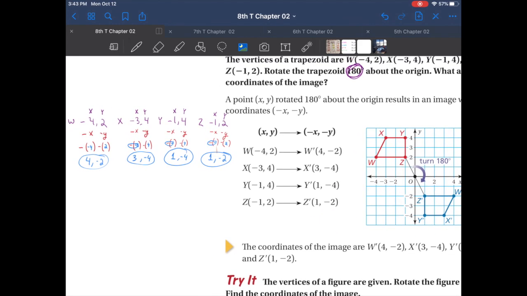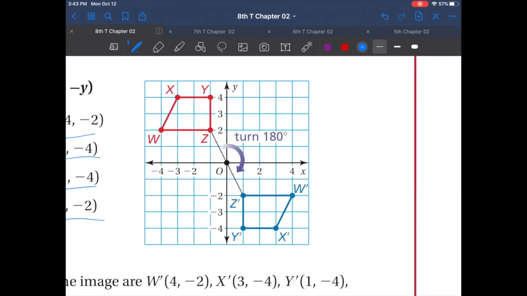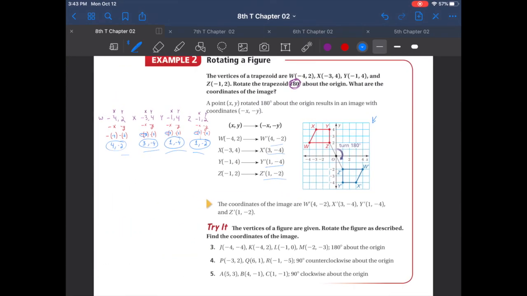So did we get the exact same answers they did? 4, negative 2. Yep. 4, negative 2. 3, negative 4. 1, negative 4. And 1, negative 2. And then we just plot our points. And this is what a 180-degree turn will look like. Okay? Again, you are responsible for actually drawing this out. This is the only way you will know how to answer these questions.